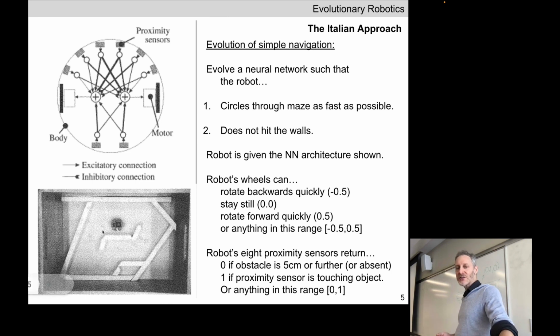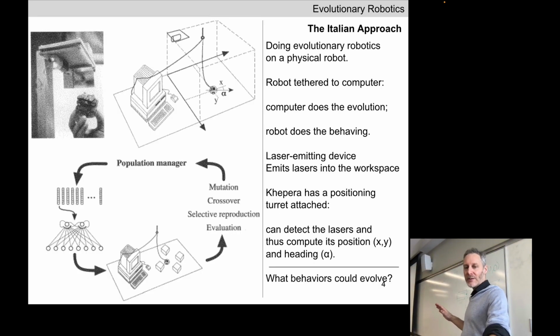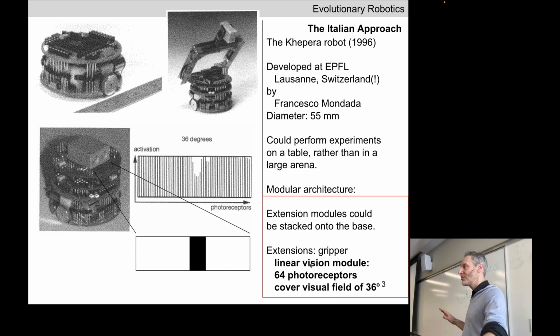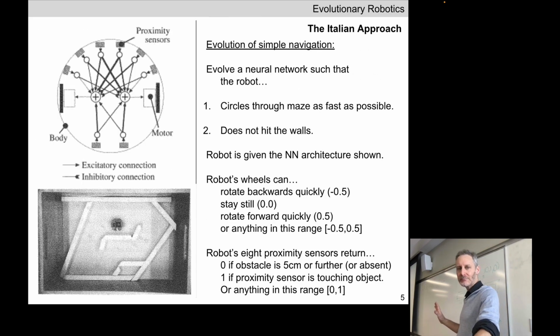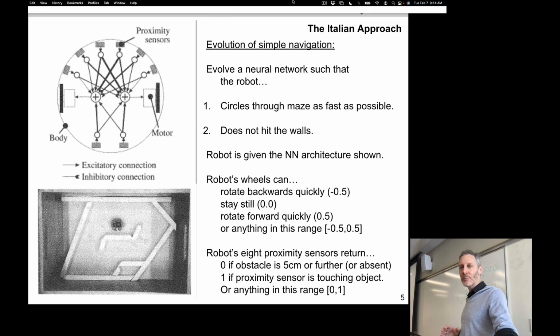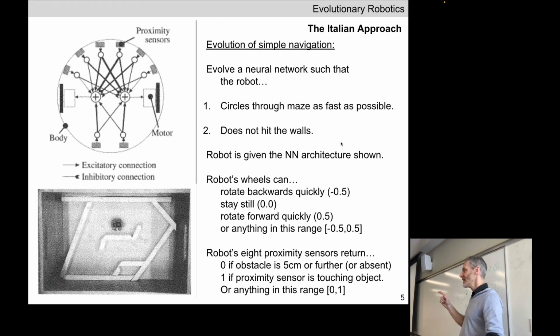They built this little circular race course, as you can see in the bottom left here, on the top of the table. They ended up not using this linear vision module. This ended up being too complicated, so they took this off. And they put on 1, 2, 3, 4, 5, 6, 7, 8 proximity sensors.